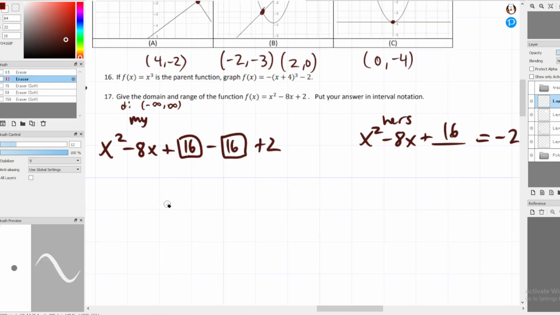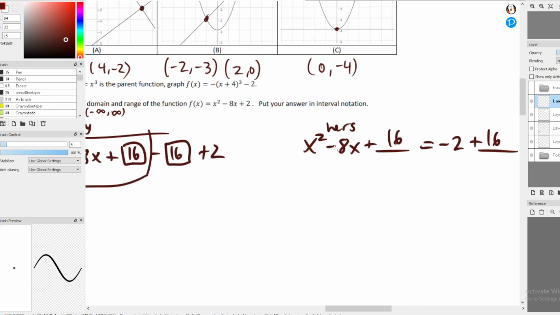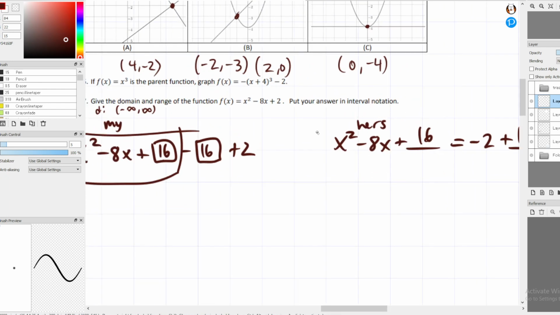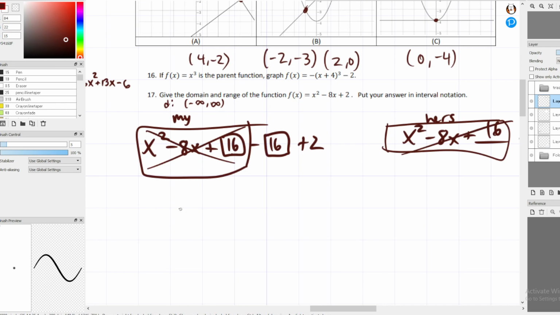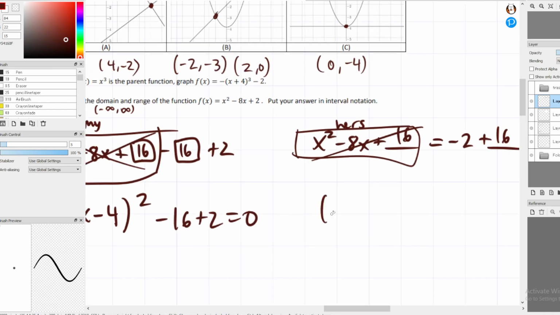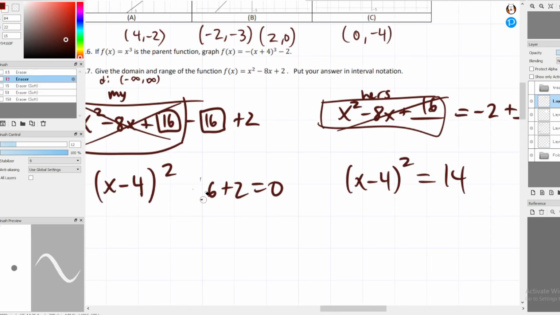And then this part will cross out. Essentially what we're doing is we're factoring. But the way that we set it up, it will become x minus whatever this was divided by 2. So x minus 4 squared. And then I have the negative 16 plus 2 on this side. And she just has the x minus 4 squared on this side. And this is negative 14.